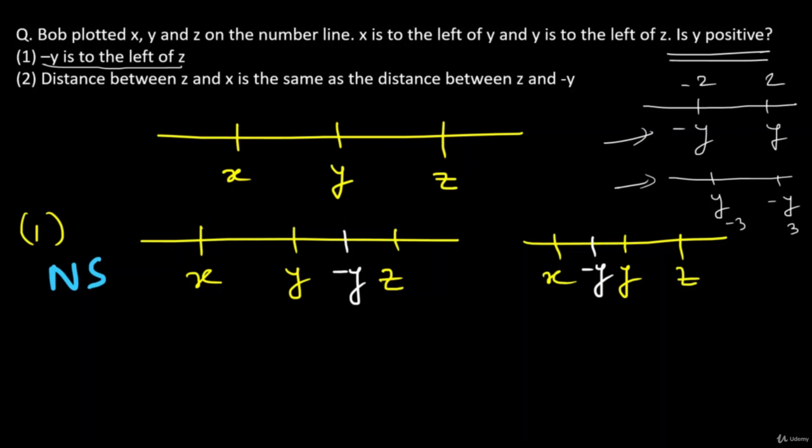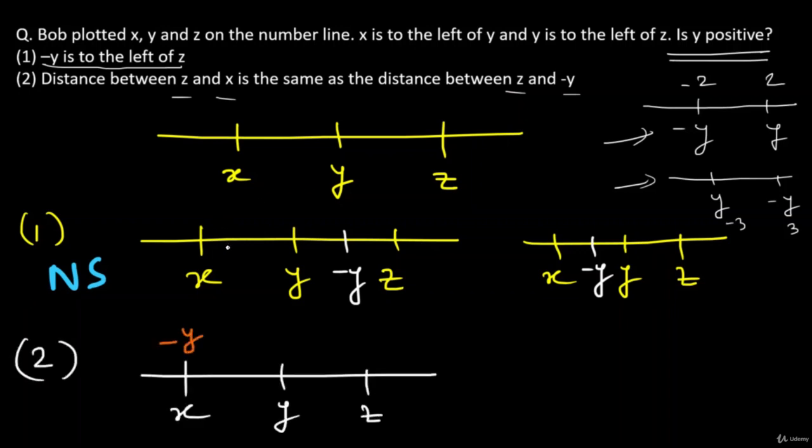Let's move to statement 2 and try statement 2 alone. It's given that distance between z and x is the same as the distance between z and minus y. So what are the possibilities? Let's try that. I have x, y and z. One possibility could be x and minus y coincide, right? If they coincide, then the distance between x and z and minus y and z are the same. So this is one possibility. Is there any other possibility? Yes, there is one more possibility, right? Distance could be either in this direction or in this direction, right?